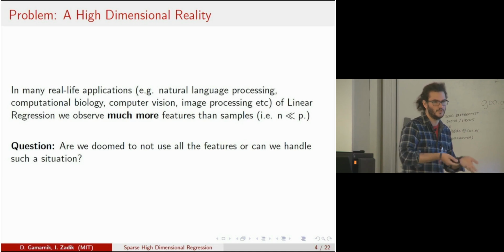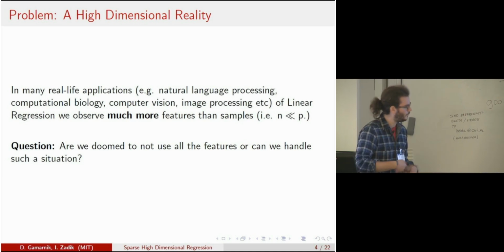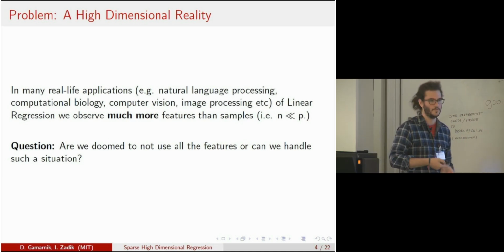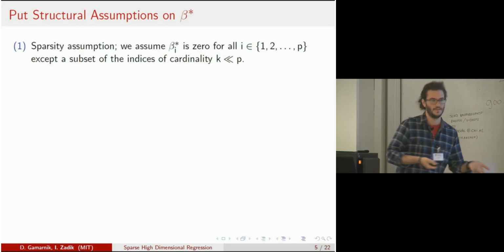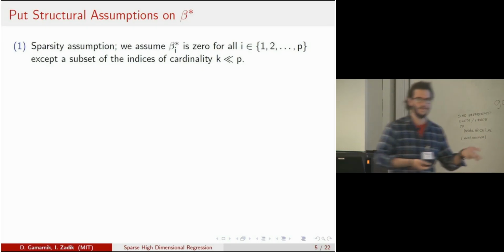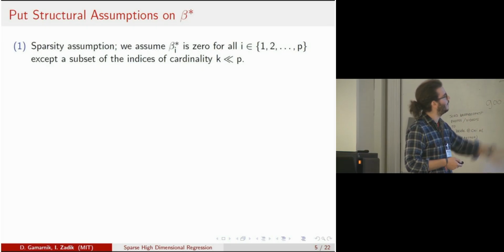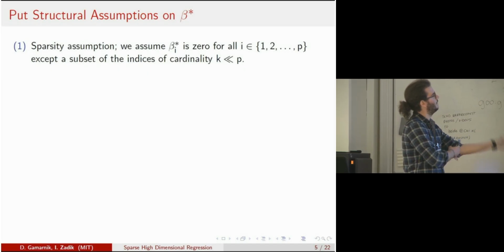Are we just doomed to not use all the features, or is there a way out? And of course there is a way out. How do people go through it? Well, they put structural assumptions on beta star, X and W, especially beta star. So that's what we do to design our model. We impose structural assumptions on beta star.